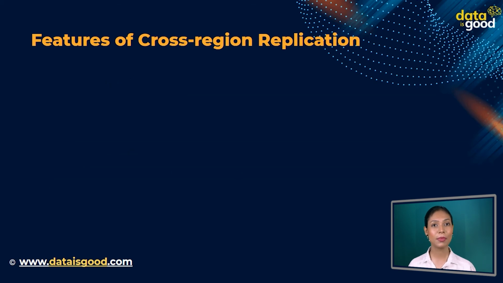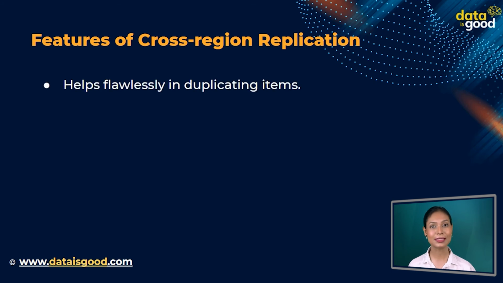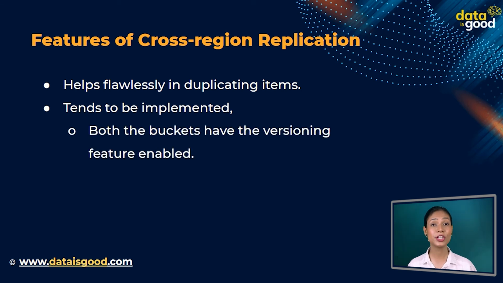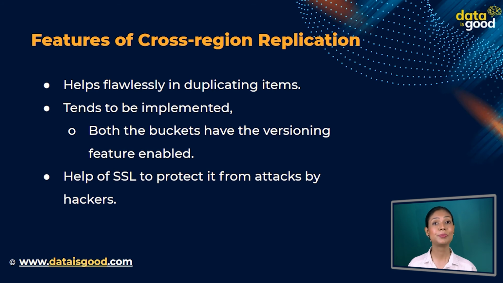Now we will be talking about the features of cross-region replication. It helps flawlessly in duplicating items from an S3 bucket in a particular area to another area's S3 bucket. It can be implemented when both the buckets have the versioning feature enabled. When an object is being replicated from one container to the next, data is encrypted with the help of SSL to protect it from attacks by hackers.